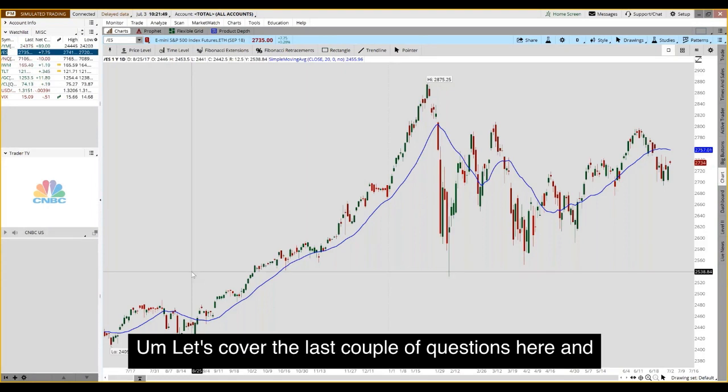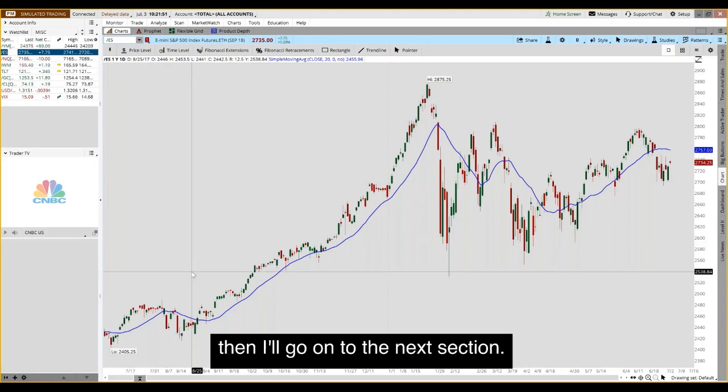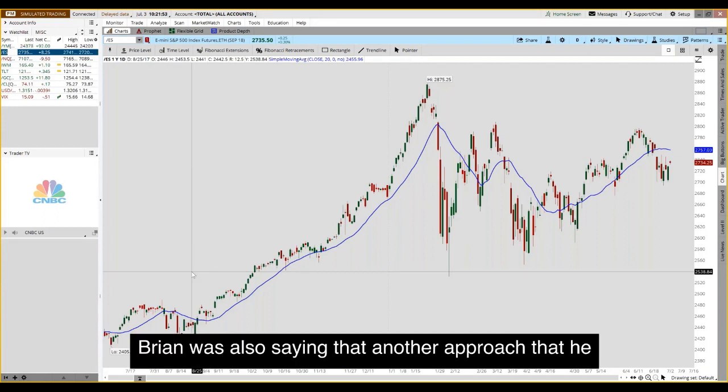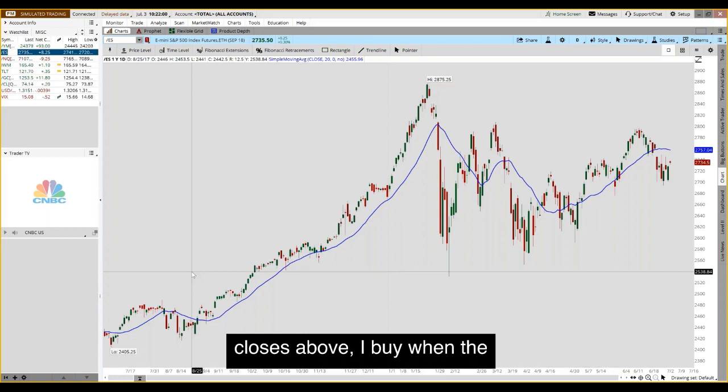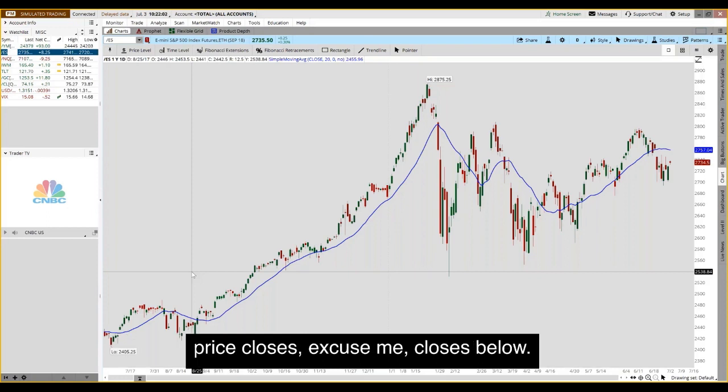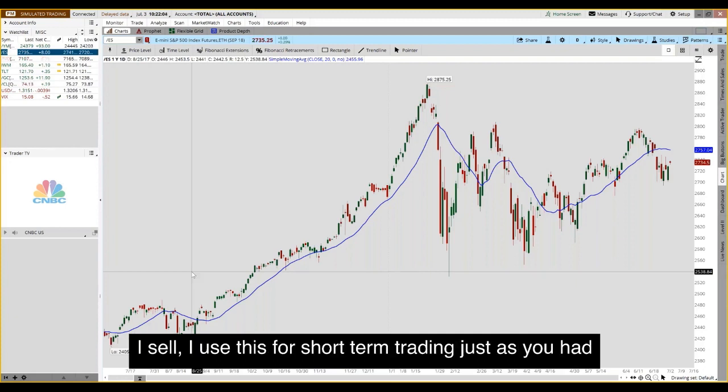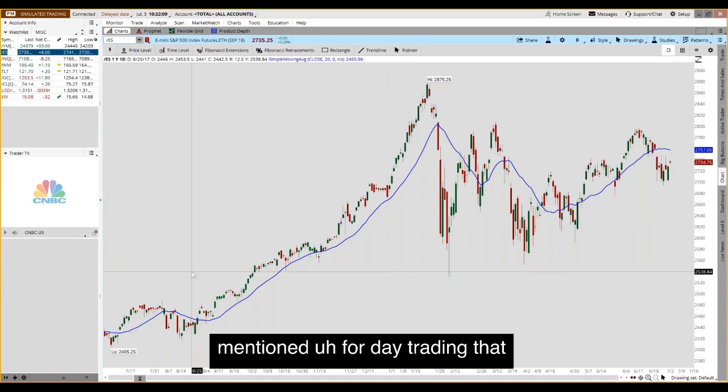Let's cover the last couple of questions here, and then I'll go on to the next section. Brian was also saying that another approach that he uses is the 8 EMA low. When the price crosses or closes above, I buy. When the price closes below, I sell. I use this for short-term trading, just as you had mentioned, for day trading, that it is effective.